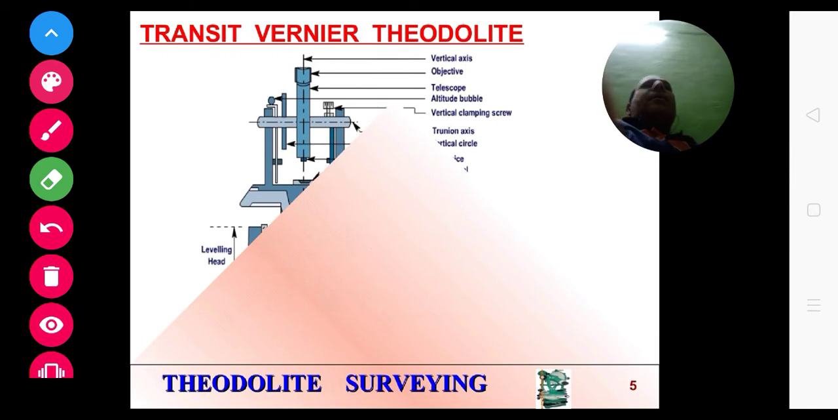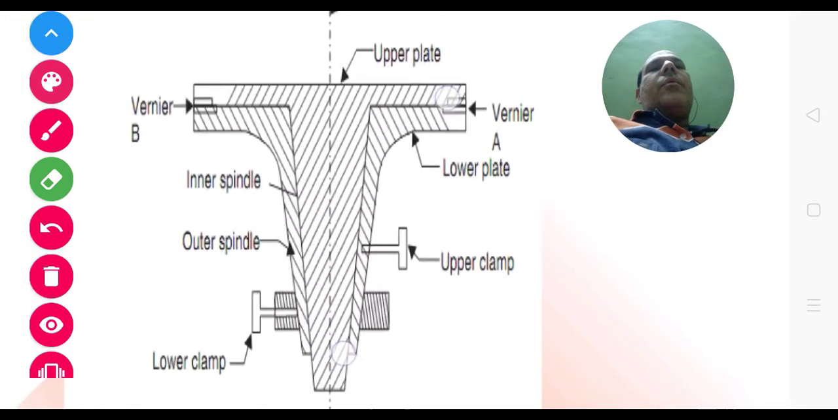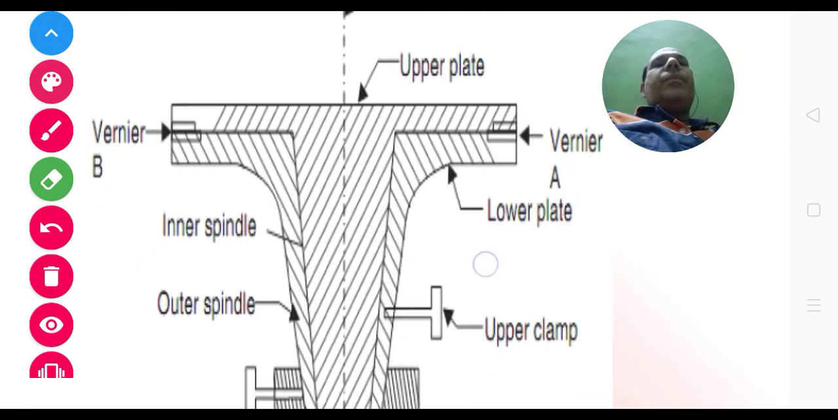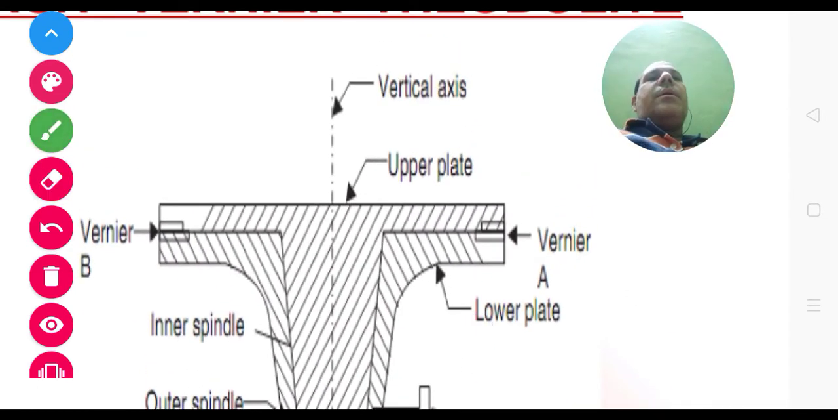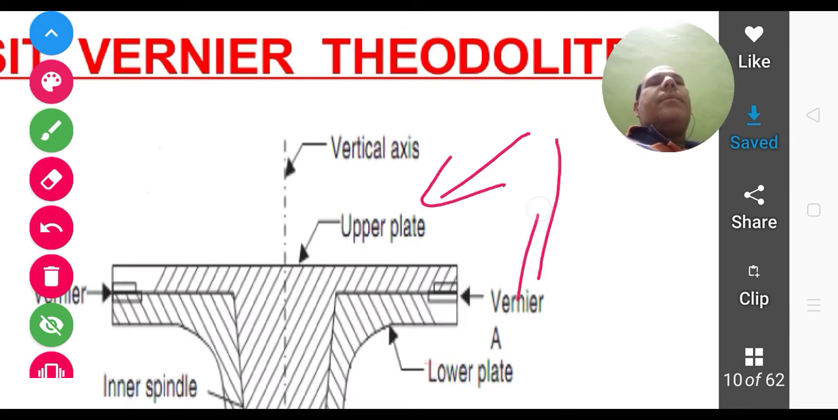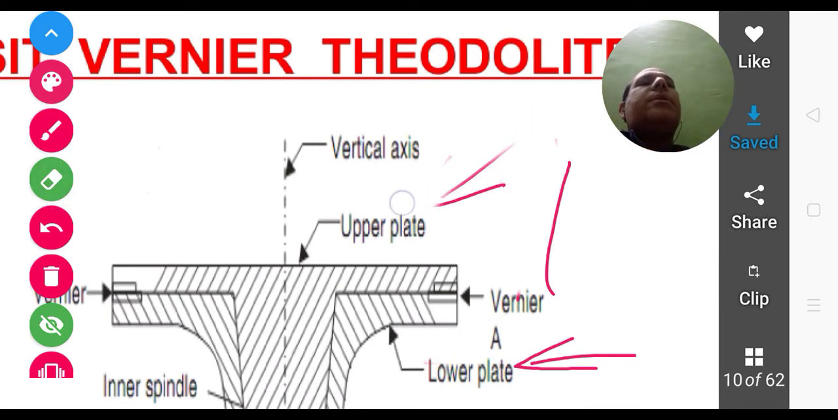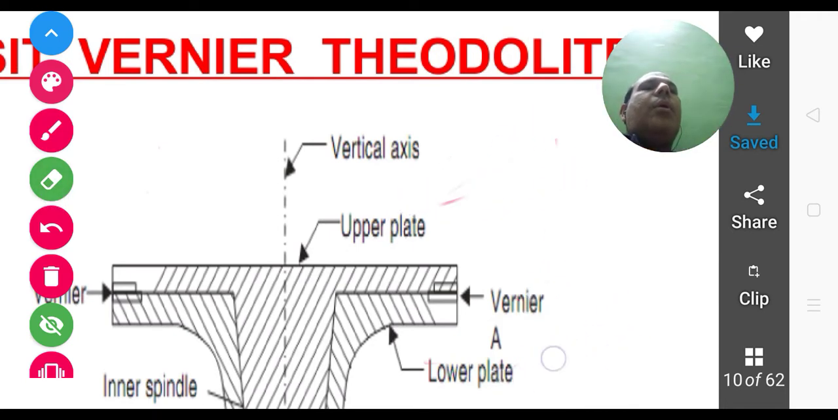Then you can see here, as we have already seen in the original picture, the component parts of theodolite. While manufacturing the theodolite, you can see in the picture over here the upper plate, and this is the lower plate. You can see here the upper plate and lower plate. These two plates are very important as the scale is fitted to this upper and lower plate.